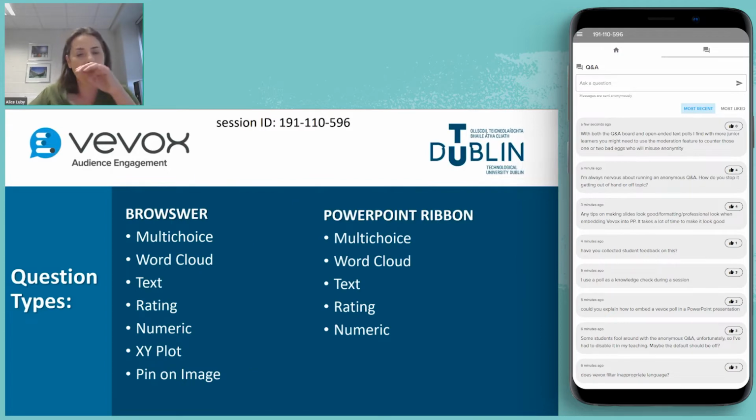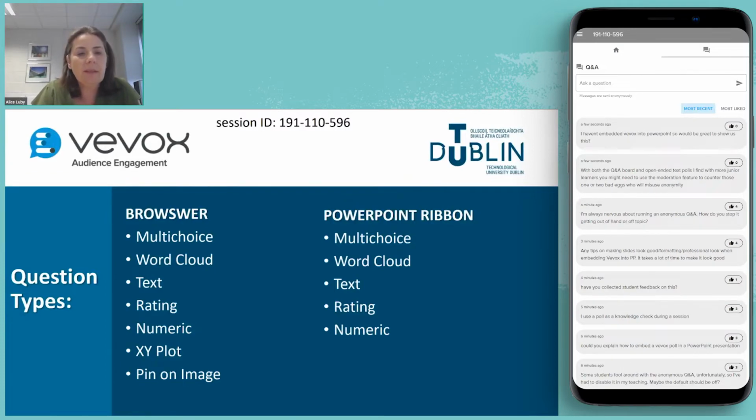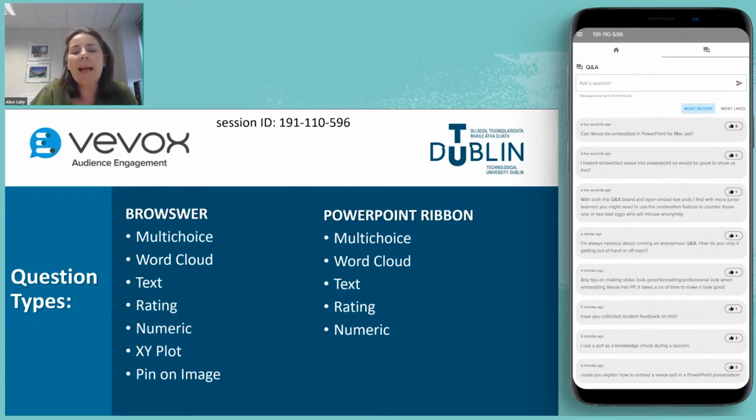Okay, back to the Vevox situation and what you get with Vevox. Within the browser, there are slightly more question type options: multiple choice, word cloud, text, rating, numeric, XY plot, and pin on the image. Multiple choice, word cloud, text, rating, and numeric are within the PowerPoint ribbon, so there's slightly less available there. Later on, I'll be telling you my approach as to which I use. I do use both of them, and I do have a preference.